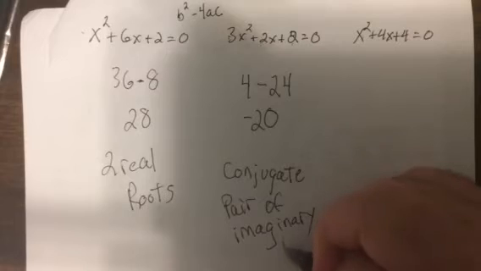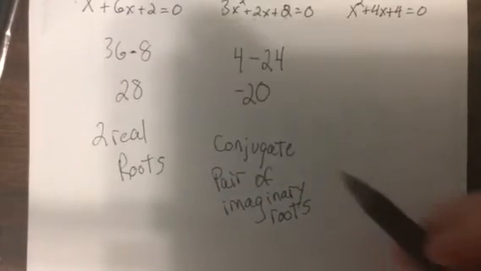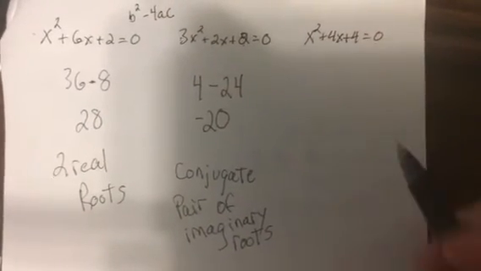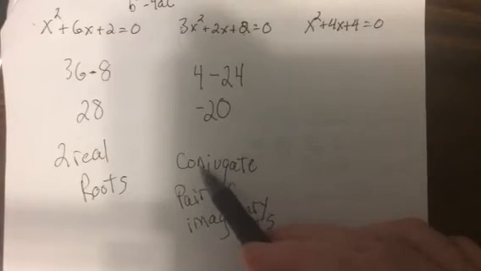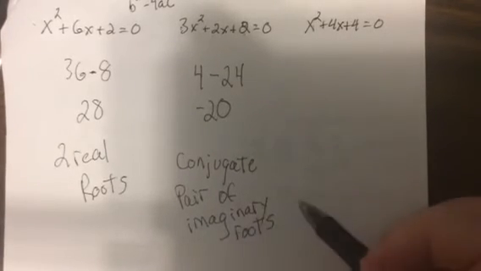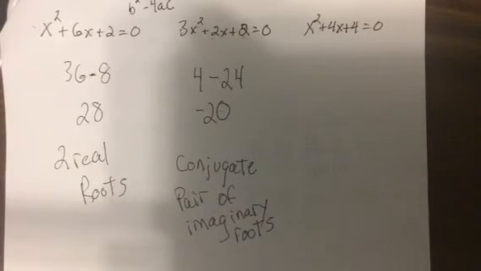But for the test, this one test, not on the final, if you put two imaginary roots, I will take it, just because we're trying to get you caught up. But technically, it should be a conjugate pair of imaginary roots. For this one test, I'll take two imaginary roots, because the square root of a negative is i, and b squared minus 4ac is underneath the square root.